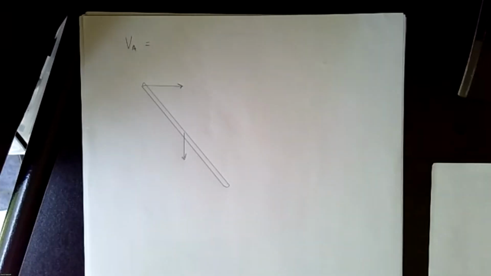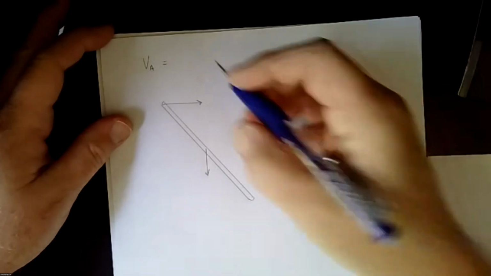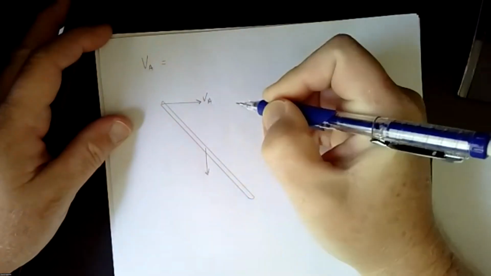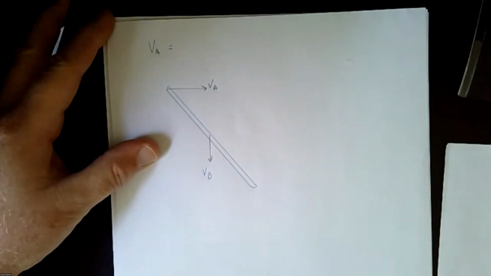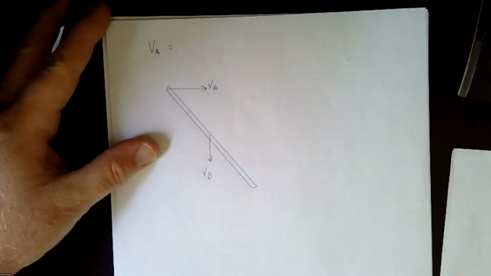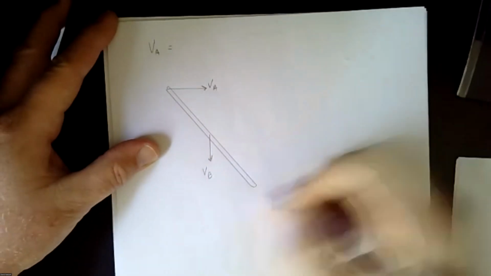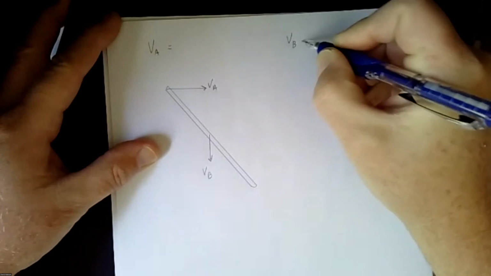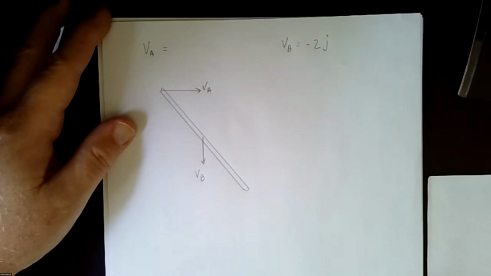So here's our garage door. That's how our garage door looks. So we know we have a VA looking this way. We know we have VB going down. We're given VB as a value, so we know that VB equals negative 2j. All right, so we know it's going down.